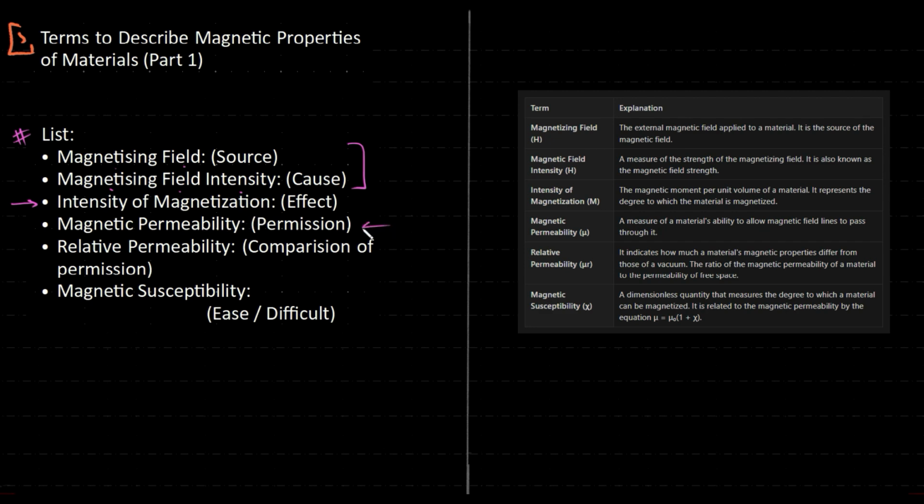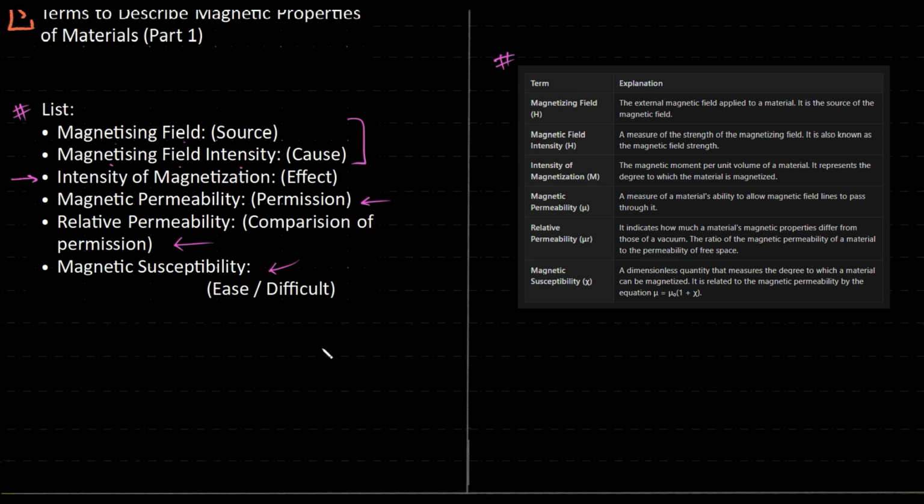Then we have how permissible a material is, that is how much magnetic field line it will allow. That is your magnetic permeability. Then we have relative permeability, that is to compare with vacuum. And magnetic susceptibility: how easily can a material get magnetized? This is an overview of things. If you want to pause and have a look or write it off, you can.